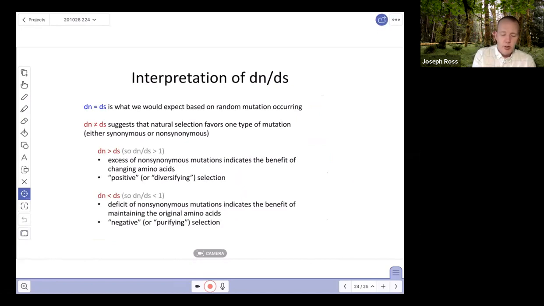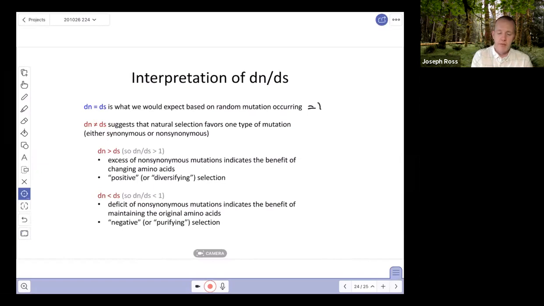So quickly, to summarize the interpretation, if dn is equal to ds, if the numerator and the denominator are the same, then that ratio is 1. And that tells us that there's no selection. All that's happening is random mutation is occurring, and no mutation is better or worse than another. So that's what happens if the dn/ds ratio is equal to 1. If dn is not equal to ds, that suggests that selection is occurring, that mutations are either better or worse and make the recipient either fitter or less fit.